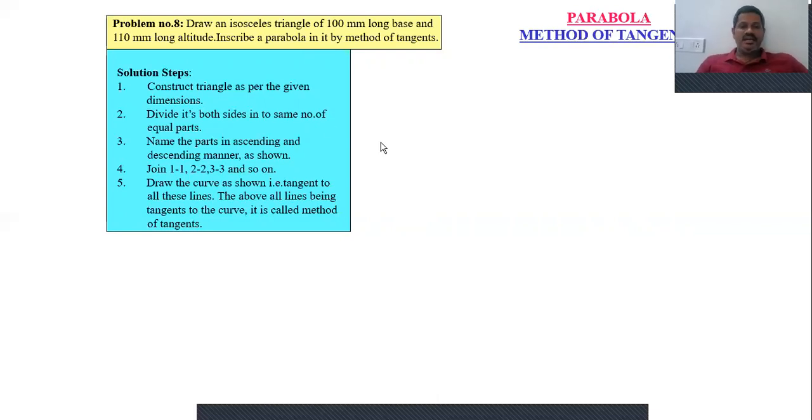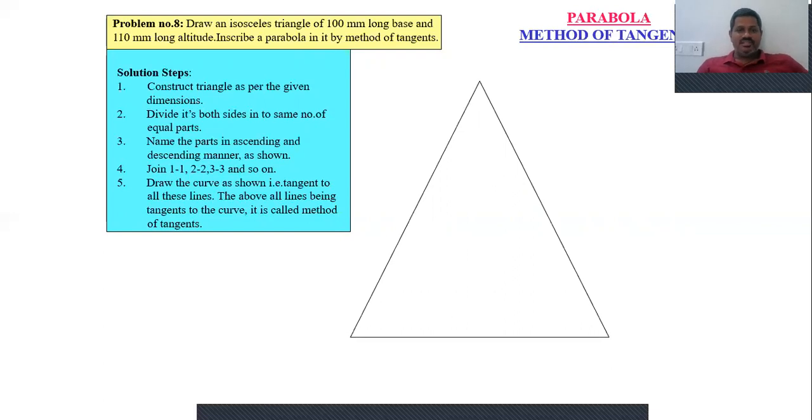Now let us construct a triangle with the given dimensions. The length of this triangle is 100 and the altitude is 110. Then join all these points so we can construct a triangle. Name these points as A, B and C. Then divide both sides into the same number of equal divisions. So divide AC and BC into a convenient equal number of divisions. Say in this case, I am dividing into 12 equal divisions, so AC into 12 equal divisions and BC into 12 equal divisions.